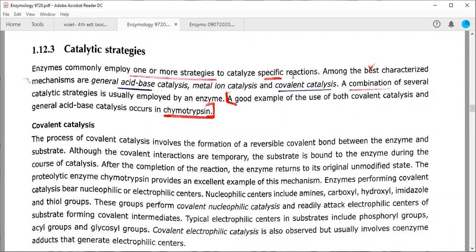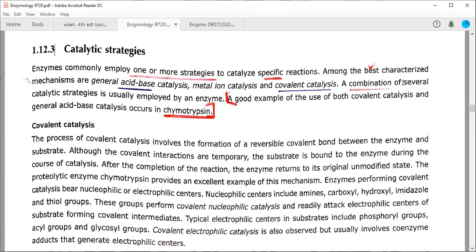It is not always necessary that each enzyme utilizes only one. It is also possible they can employ one or more strategies out of the following. Among the best characterized mechanisms, there are three actually, which are the basic mechanisms, and in these three classes most of the enzymes will be covered. We will see some of the examples. These include acid-base catalysis, metal-ion catalysis, and covalent catalysis.